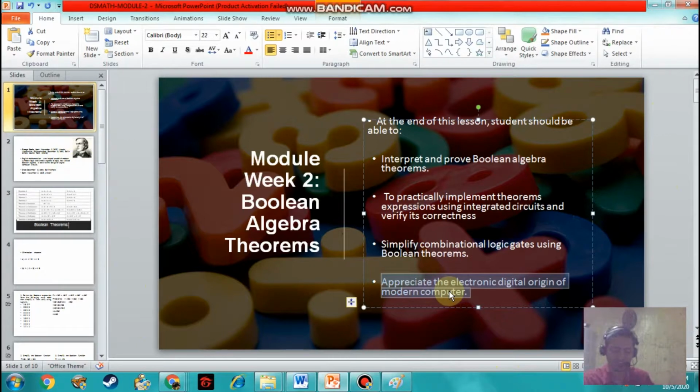So, ang digital computer kasi on and off. So, binary on and off lang. So, discrete. No? Still, discrete math yung Boolean theorems. Kasi discrete, specific, either true or false, 1 or 0 ang output natin.